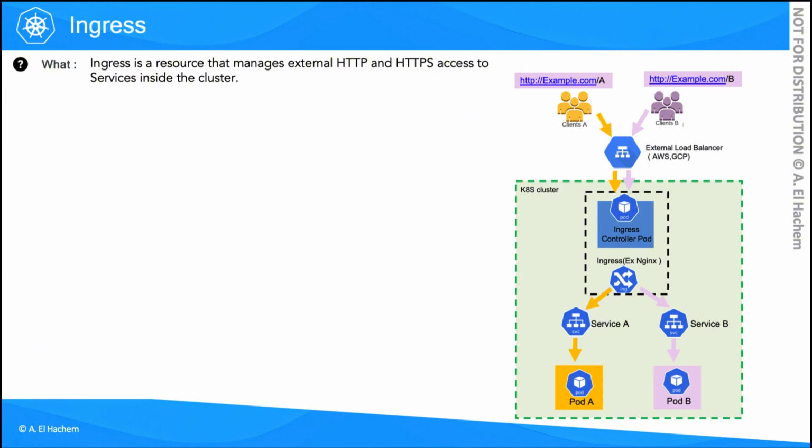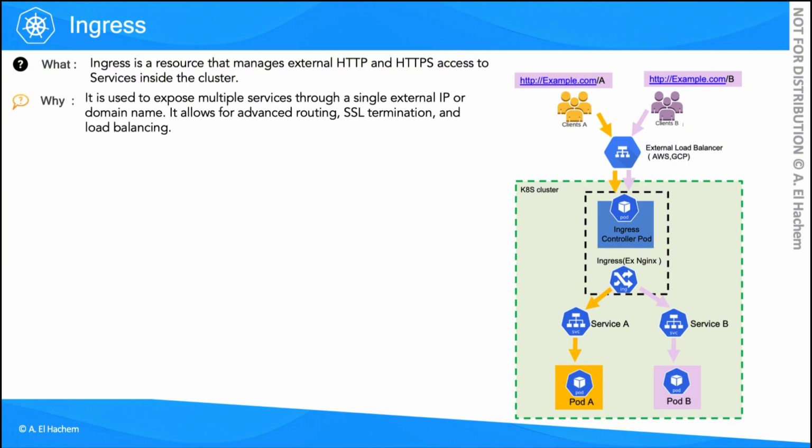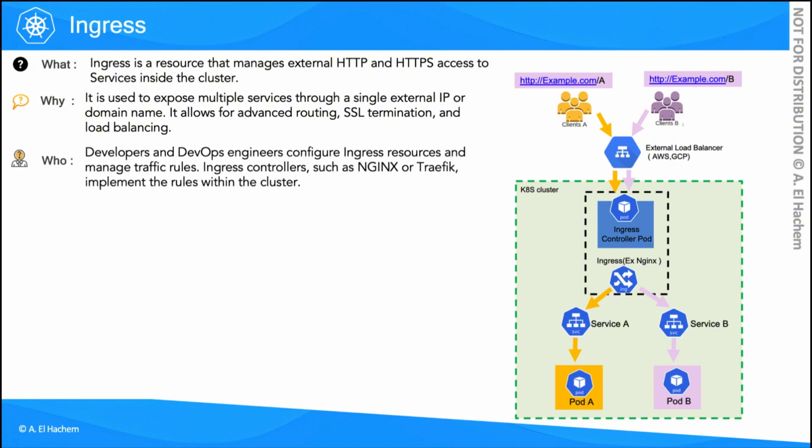Why does Ingress exist? It is used to expose multiple services through a single external IP or domain name, simplifying traffic management. It allows for advanced routing, SSL termination, and load balancing. Who uses it? Developers and DevOps engineers configure Ingress resources and manage traffic rules. Ingress controllers, such as Nginx or Traefik, implement the rules within the cluster.